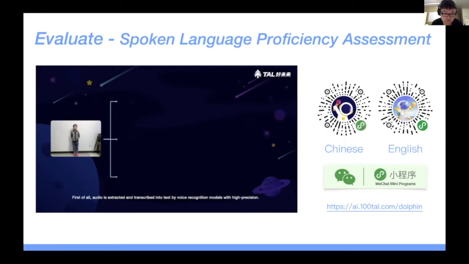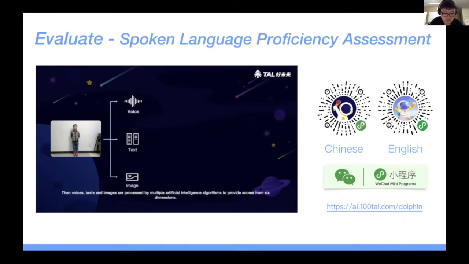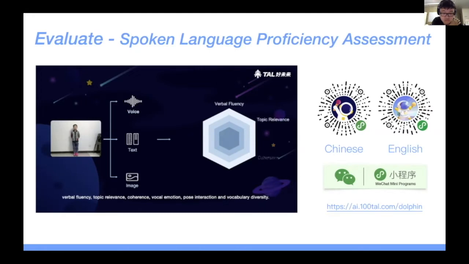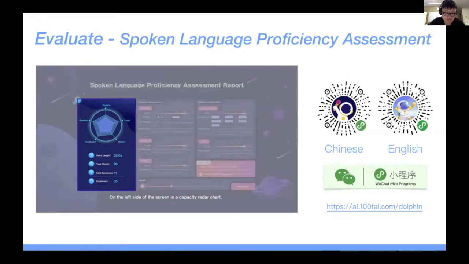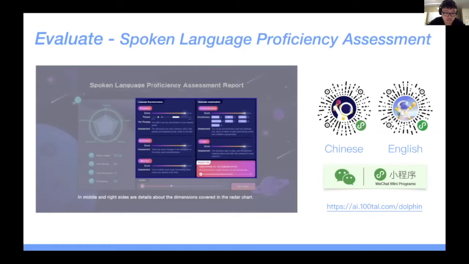First of all, audio is extracted and transcribed into text by voice recognition models with high precision. Then voices, texts and images are processed by multiple artificial intelligence algorithms to provide scores from 6 dimensions: verbal fluency, topic relevance, coherence, vocal emotion, pose interaction, and vocabulary diversity. Finally, an evaluation report will provide detailed description about Jack's performance. Let's see how Jack's report looks like. On the left side of the screen is a capacity radar chart, which displays the overall scoring. In middle and right sides are details about the dimensions covered in the radar chart. What's more, punchlines, a highlight in his speech, are also captured and shown on the lower right side.